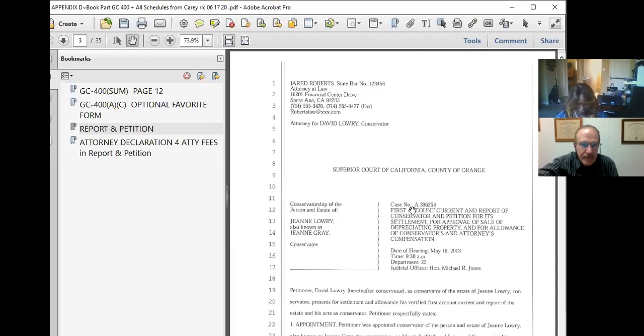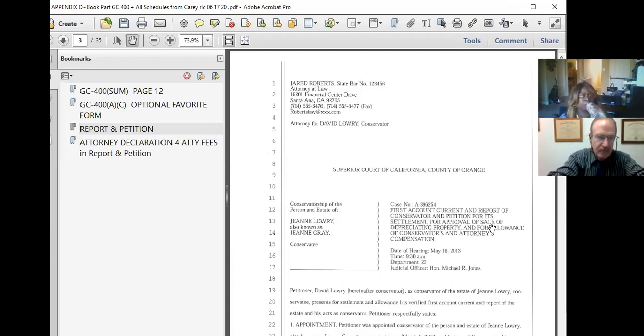On the right-hand side is the case number. And you're stating it could be your first account, it could be your second account, it could be your 10th account, it can be whatever account it is. But don't put first if it's really your second or third. This is an example of just your first accounting you're turning in. So it's first account, current, and the report of the conservator, and a petition for its settlement, the approval.